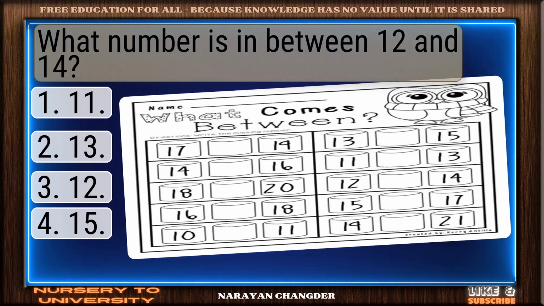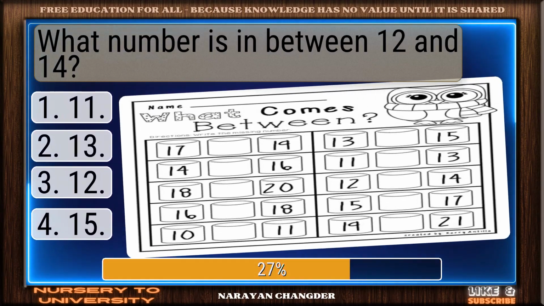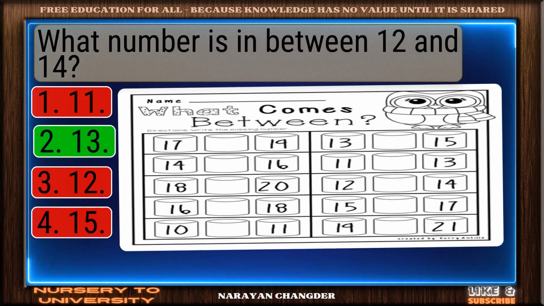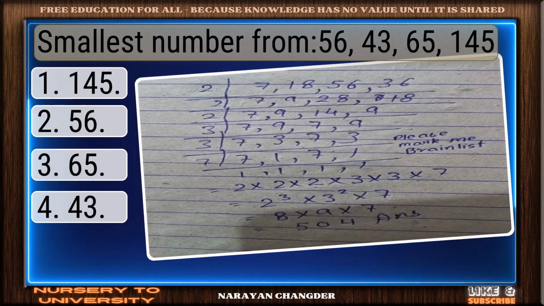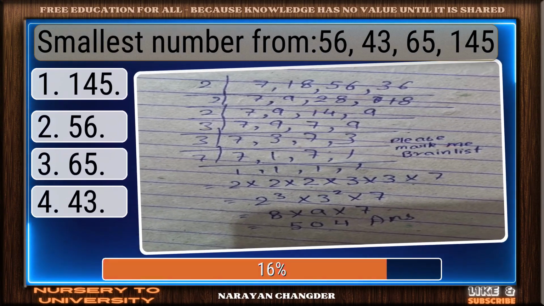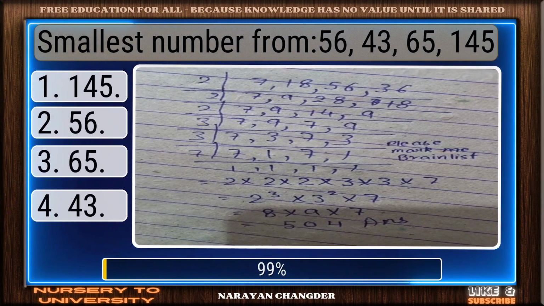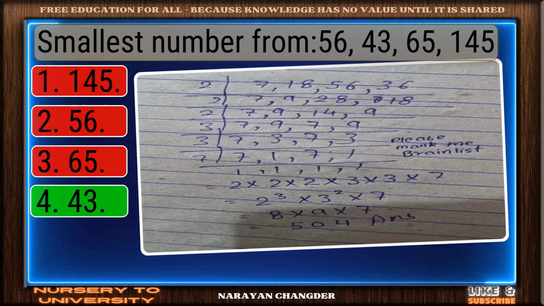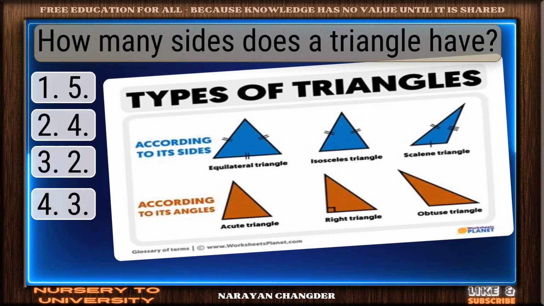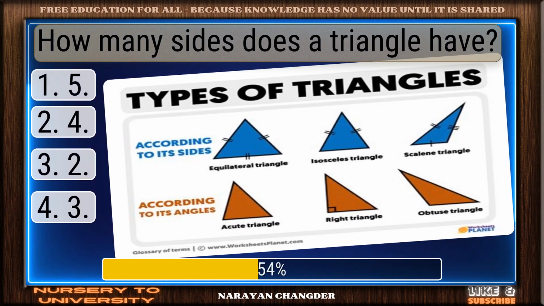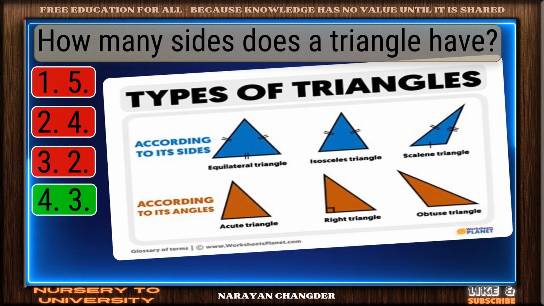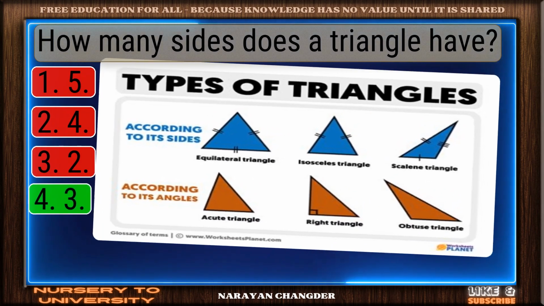What number is in between 12 and 14? Right choice. 13 is the best answer. Smallest number from 56, 40, 65, 43. Great thinking. 43 is the right choice. How many sides does a triangle have? Excellent choice. 3 is the right answer.